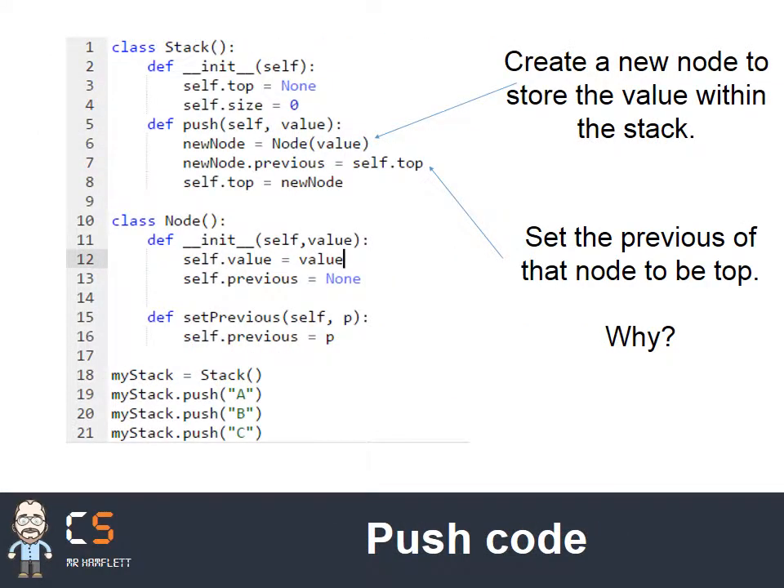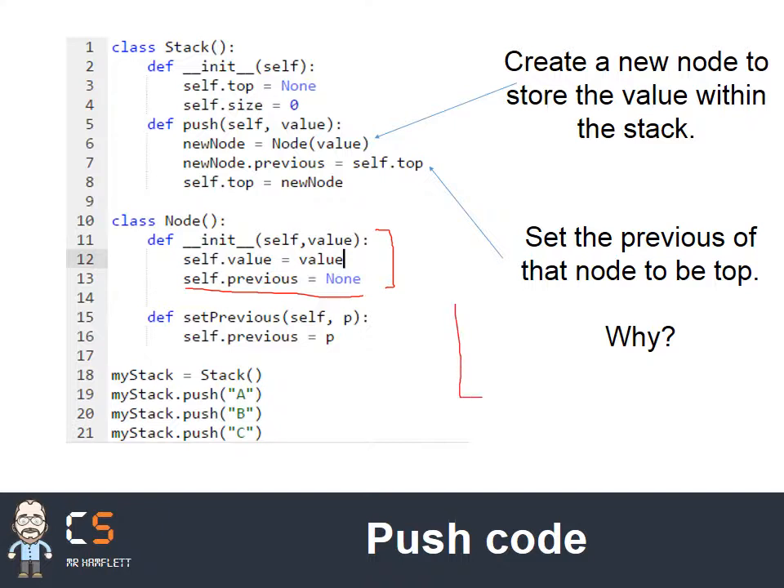So let's have a look at how this class might then develop. I'm going to start off with the node class. Here I've still got my constructor, but I've added an additional parameter called previous. What previous does is it points to the last item in the stack.